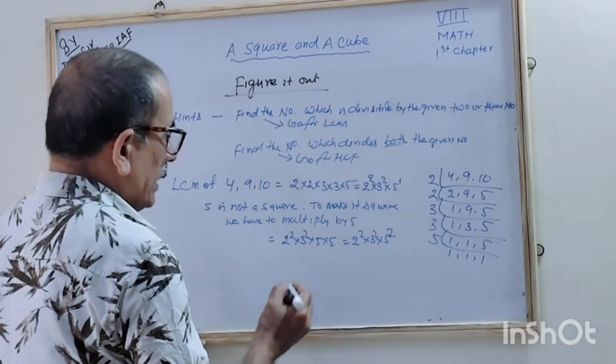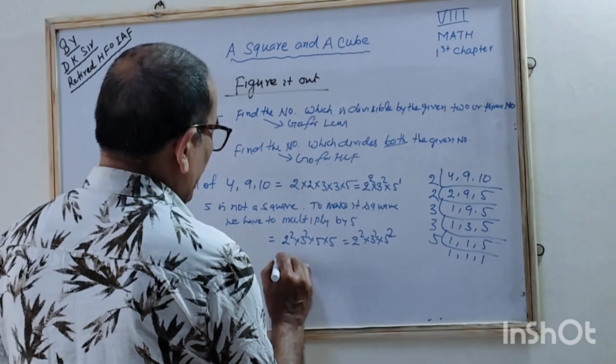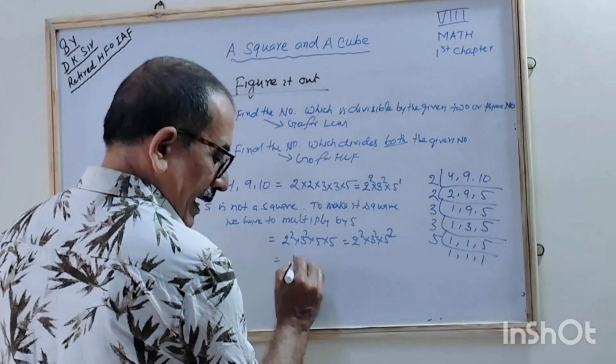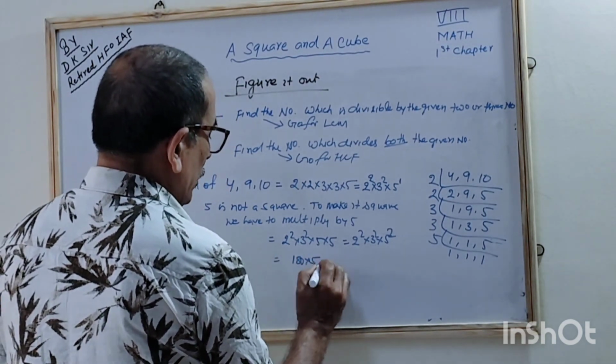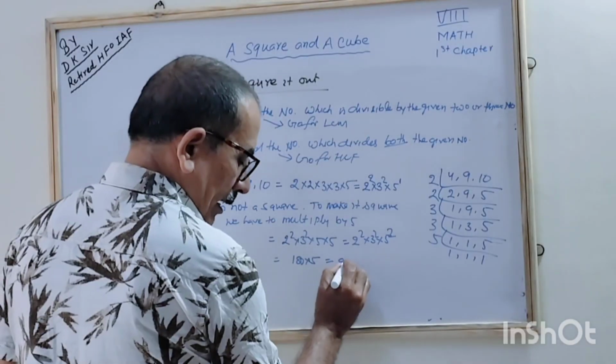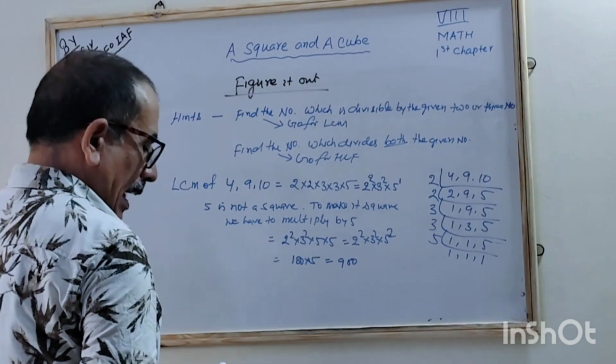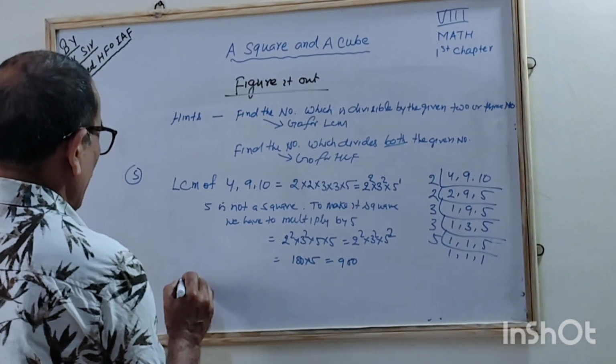So when you do it, how much does it become? It becomes 900. So what do you find? The 900 is the smallest number. What will be the answer?